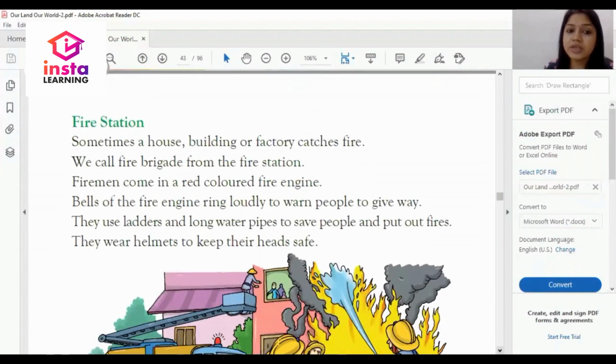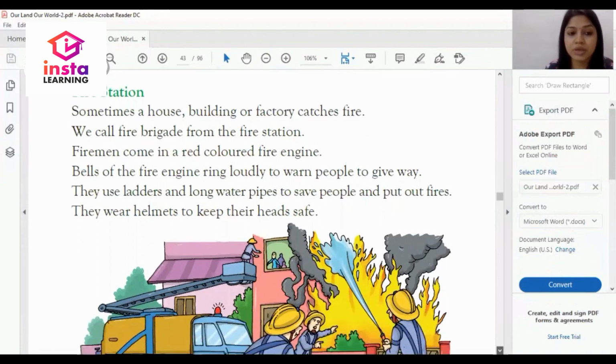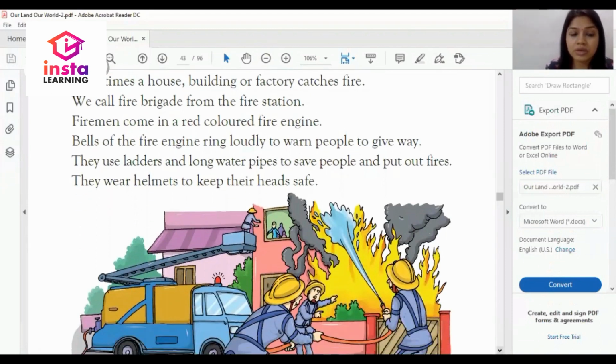The next one is fire station. As the title itself is describing what is fire station. Sometimes a house, building or a factory catches fire.